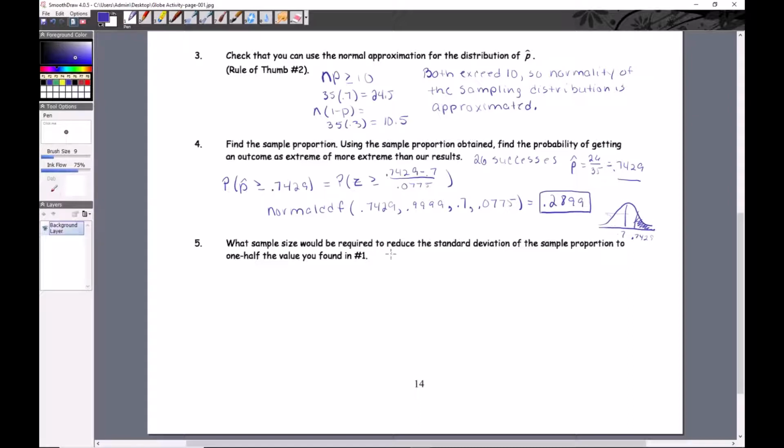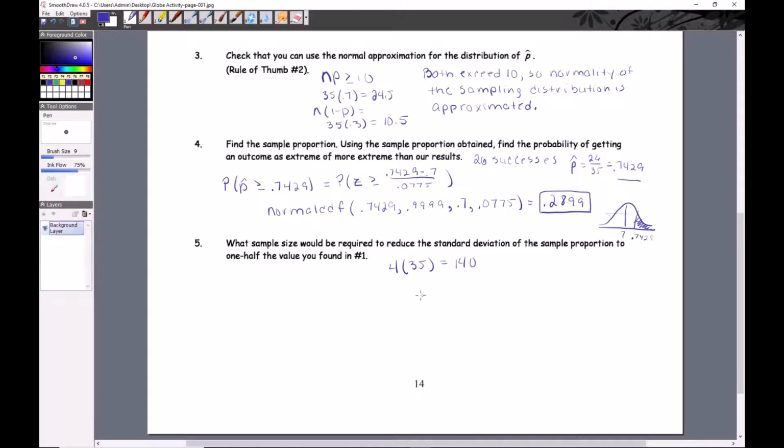All right, so for number 5, what sample size would be required to reduce the standard deviation of your sample proportion to 1/2 the value you found in 4? You have to quadruple your sample size. So 4 times 35 would be 140.